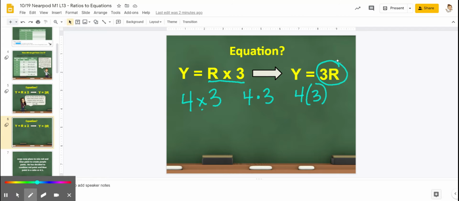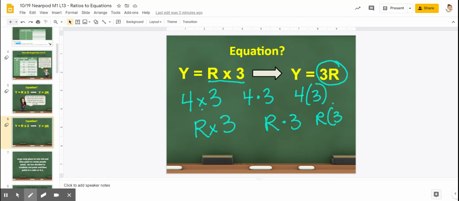When we are working with variables, and our example is r times 3, we can say r dot 3 and r parentheses 3. It means the same thing. Now, in algebra, it is common to put the number first. You almost will never see the variable first. So normally this will look like 3r or 3 parentheses r.